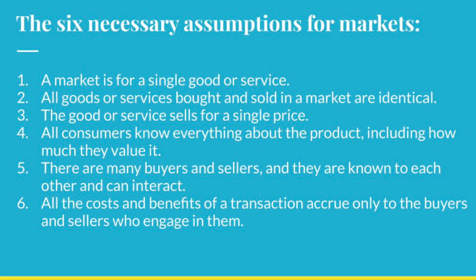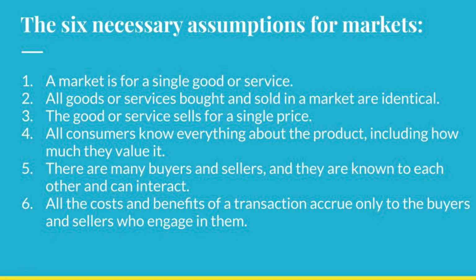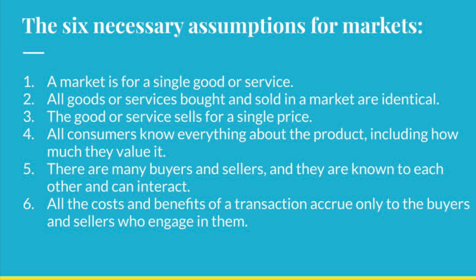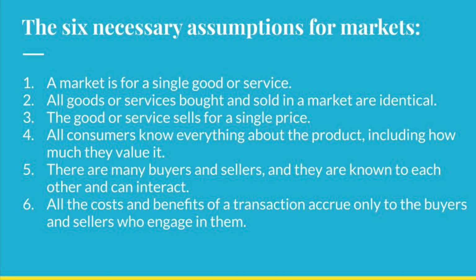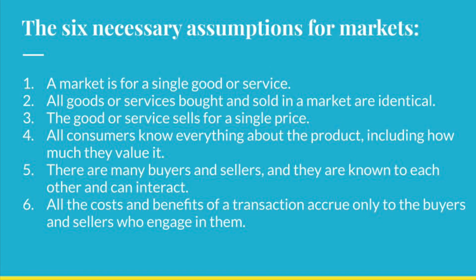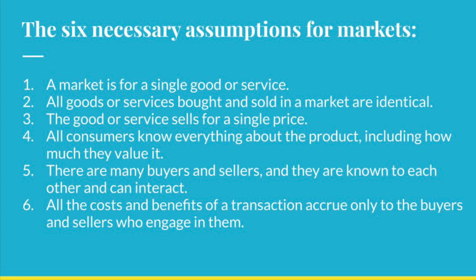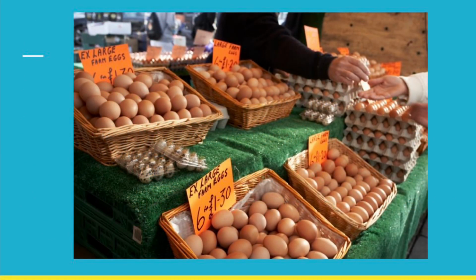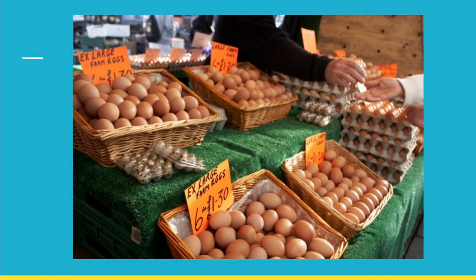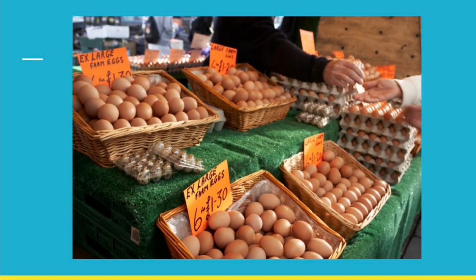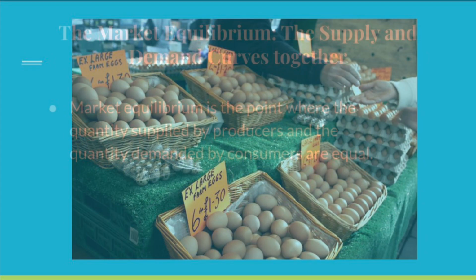And 6. All the costs and benefits of a transaction accrue only to the buyers and sellers who engage in them. This is important to be aware of so that there are no transactions that don't happen because the buyer doesn't know how much they like the product or because a buyer can't find a seller or vice versa. So, going back to our example, in the market for eggs, the majority of the eggs will have the same value and sell for one single price, and the consumers will know everything about the product.